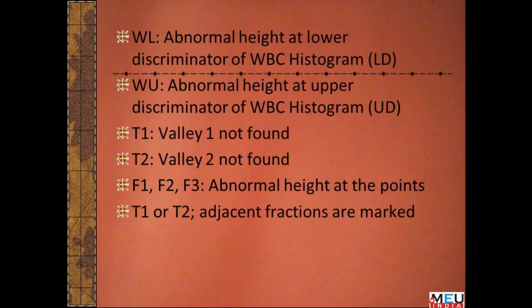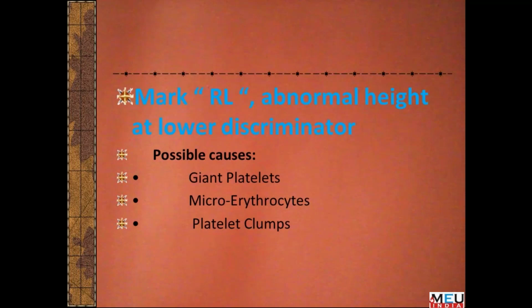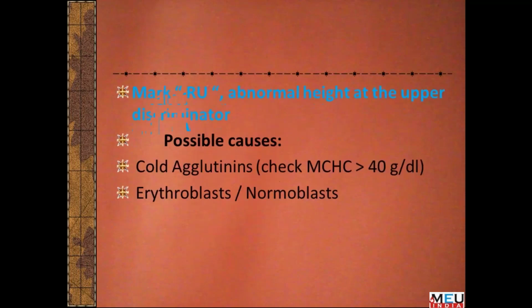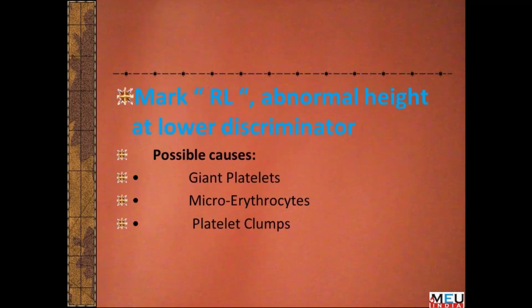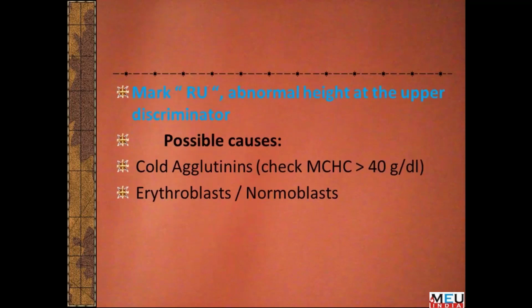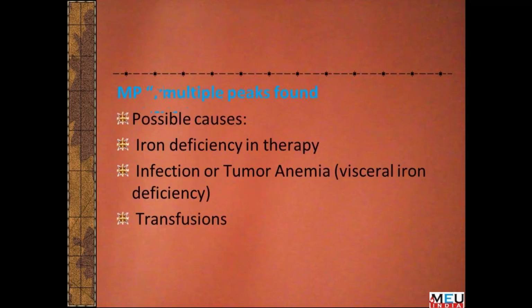WL is the abnormal height of the lower discriminator, which sometimes becomes disturbed. One flag is generated due to giant platelets, microerythrocytes, or platelet clumps. They form the abnormal lower discriminators. Cold agglutinins cause the abnormal height at the upper discriminator, or the erythroblasts and normoblasts all form the abnormal height of the upper discriminator.